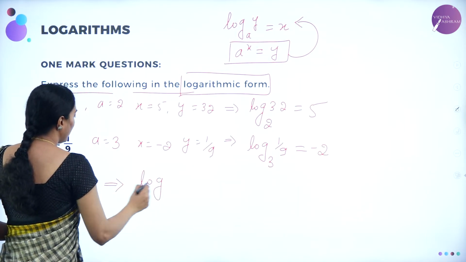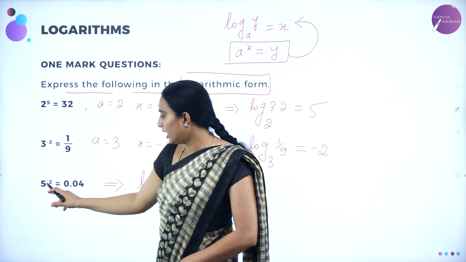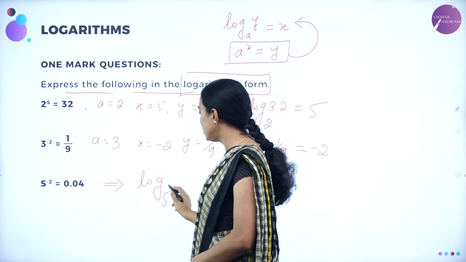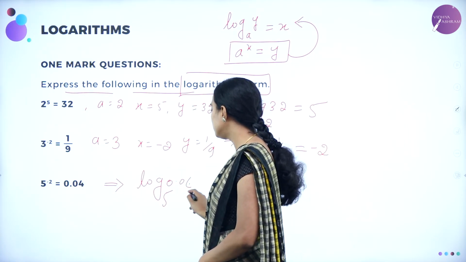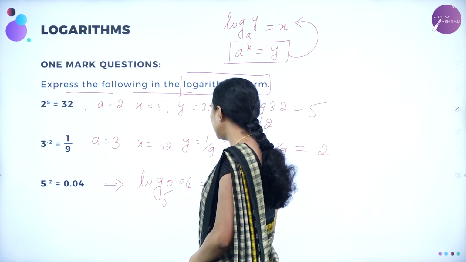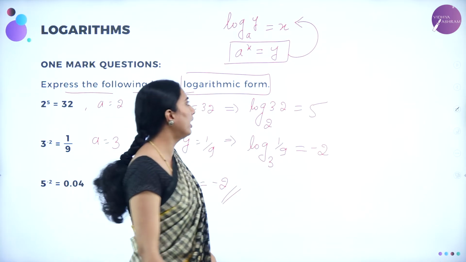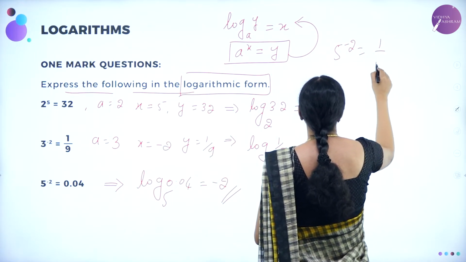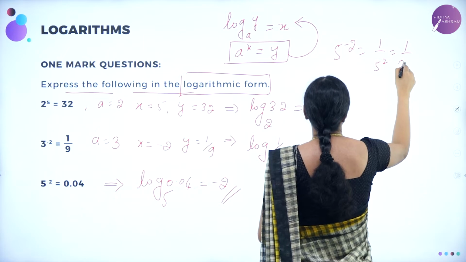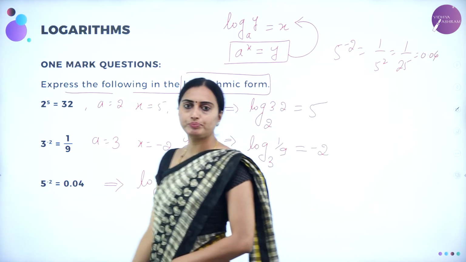Log a power x. What is the a value here? 5 power minus 2. Log base 5 of 0.04 is equal to minus 2. That's it. See here, 5 to the power minus 2 can be written as 1 by 5 squared, which is 1 by 25. 1 by 25 is 0.04. That's it, dear, for this one.